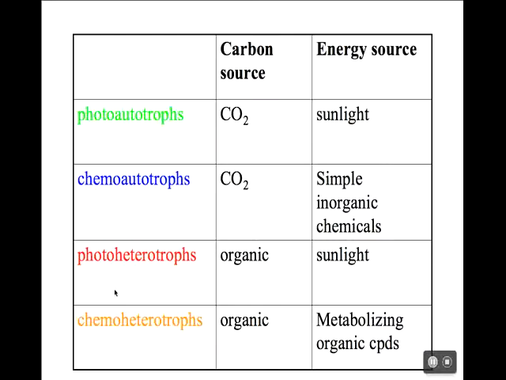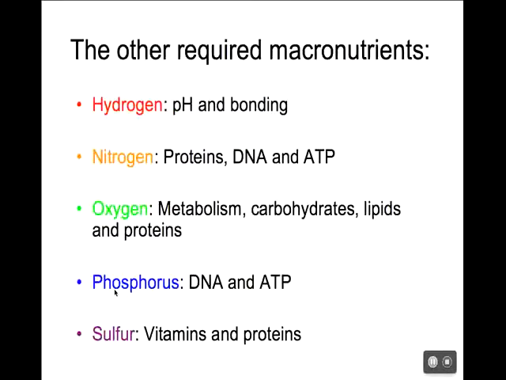A chemoheterotroph. A chemoheterotroph, chemo meaning that they're getting their energy source from chemicals, usually large organic chemicals and compounds. Heterotroph meaning they're getting their carbon from that same location, from organic molecules. Chemoheterotrophs are the vast majority of things that you would think of. Animals and many microbes are chemoheterotrophs. Fungi are chemoheterotrophs. It's a very common lifestyle to live.